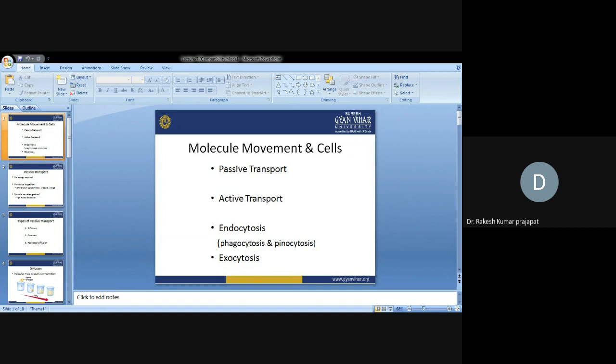Hypo means less concentrated. If the solute in the cell is more than outside, meaning outside the concentration of solute is less, then water will move from outside into the cell. Outside solvent will flow into the cell.